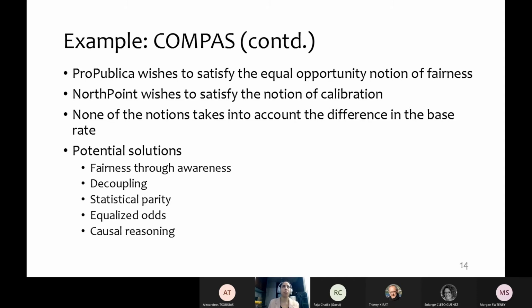The thing is that none of the notions takes into account the very important fact that, as I said, Black people are overrepresented in the system. And perhaps both notions are valid, but it is a legal or policy question which one we want to favor. Of course, we can think about applying not just those two notions of fairness, but also the other notions that I mentioned, like fairness through awareness or equalized odds, but each one would have its own limitation, as I mentioned.